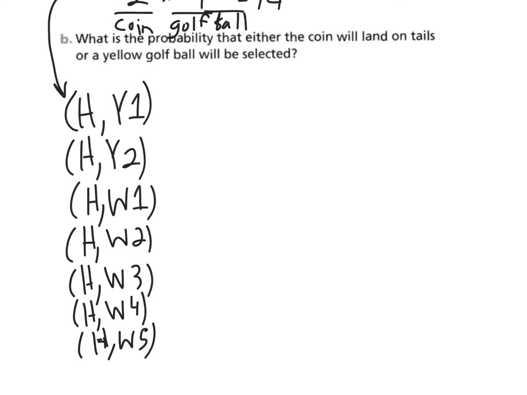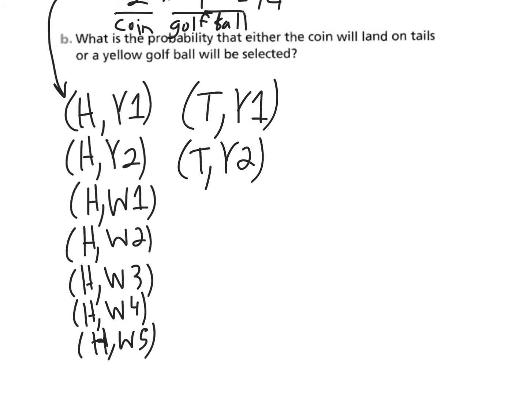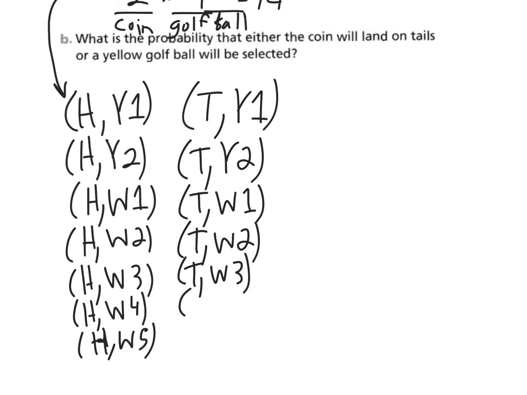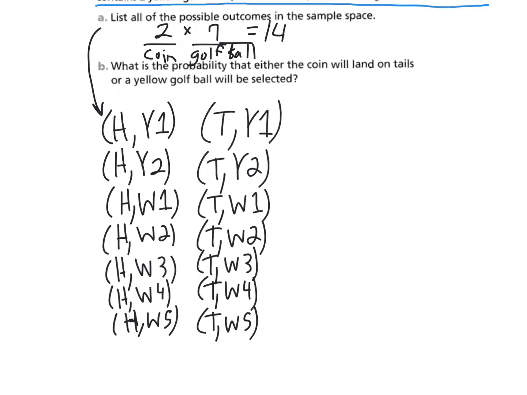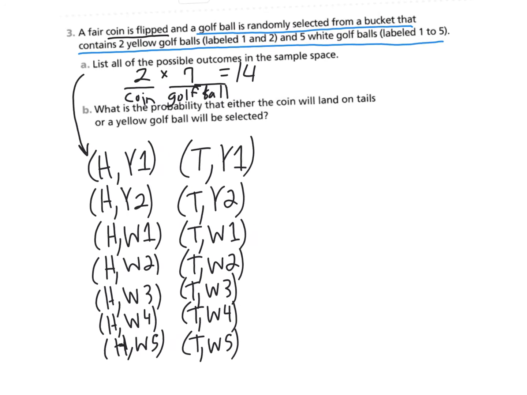And if you notice what we did there, we've got 7 options. So 7 options for heads, we should have 7 options for tails, gives us 14 altogether. So tails in yellow 1, tails in yellow 2, tails in white 1, tails in white 2, tails in white 3, tails in white 4, tails in white 5. Okay, and there's our 14 options.